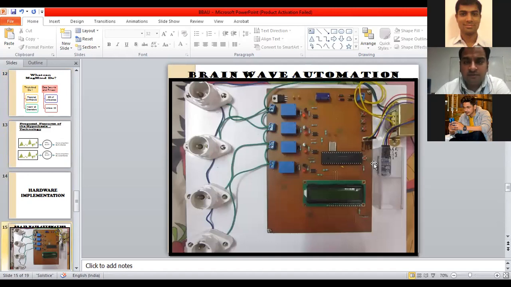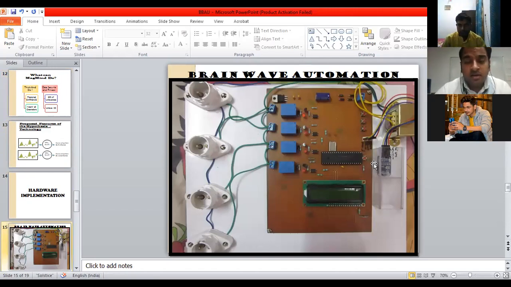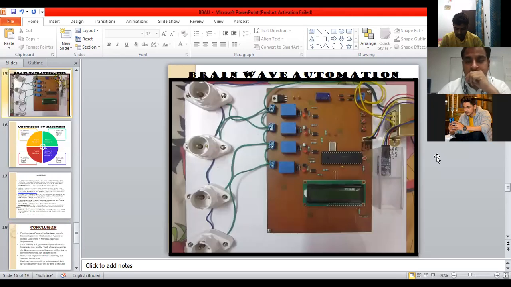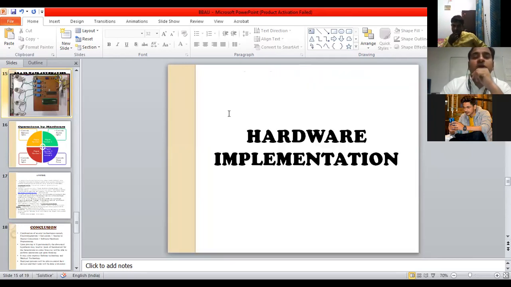so this was a hardware which we developed during our PhD, in which basically it was a simple idea, a simple display of our idea. We can see that we have got four magnets, and all four magnets have a unique magnetic field. These unique magnetic fields are used to perform a unique operation. For example, this is the device which is used for the detection of the magnetic field. So whenever a particular magnet was applied, for example the first magnet, it used to control the bedroom light.